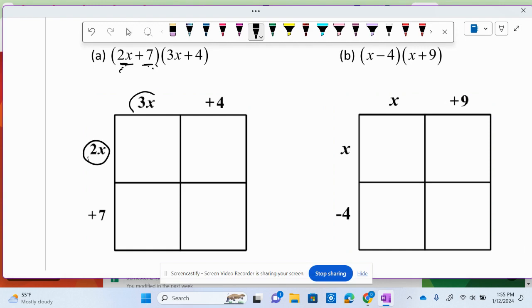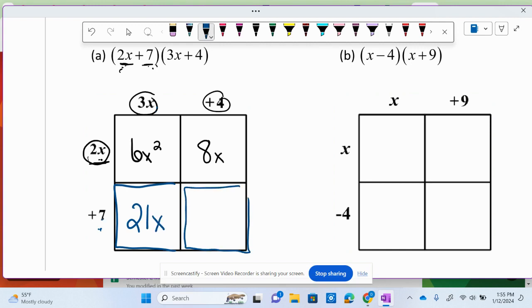So what is 2x times 3x? 6x squared. And then I'm going to take 2x times 4. 2x times 4 is 8x. And now I'm going to do this box down here, which has a 7 times a 3. 7 times 3 is 21. So I have 21x. And then this last box, positive 7 times positive 4 is 28.